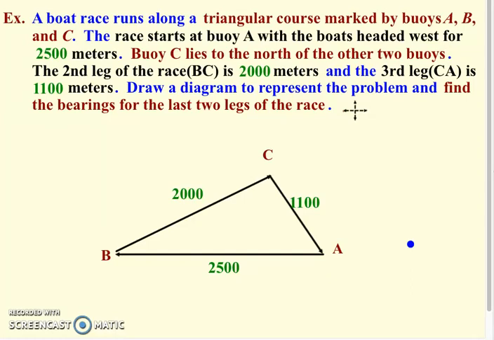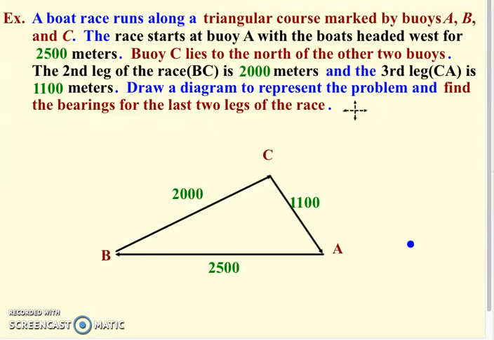Okay, sorry, I ran out of time on my video length recording, so we're gonna pick it up with a second video, but it should be pretty short. So I got the course laid out, got the sides on. Clearly, it's a side, side, side. The questions are, what are the bearings for the last two legs of the race?